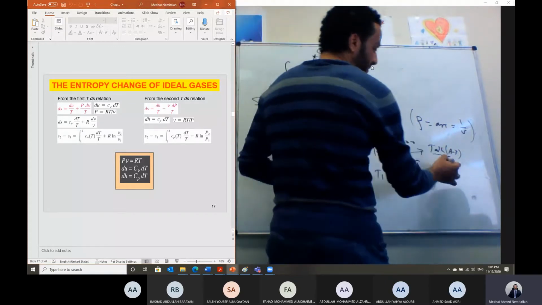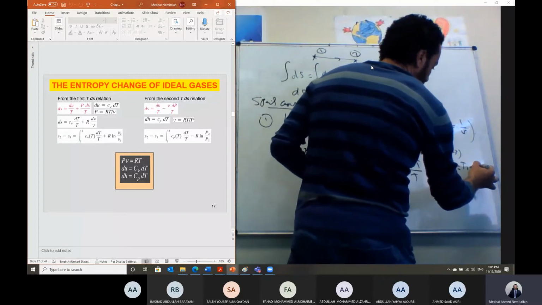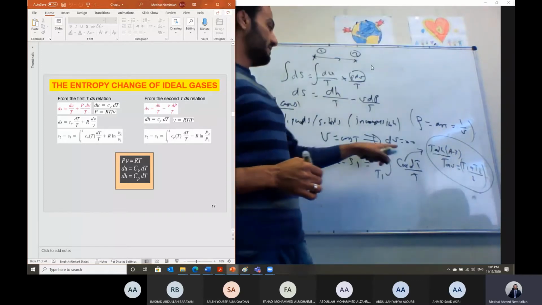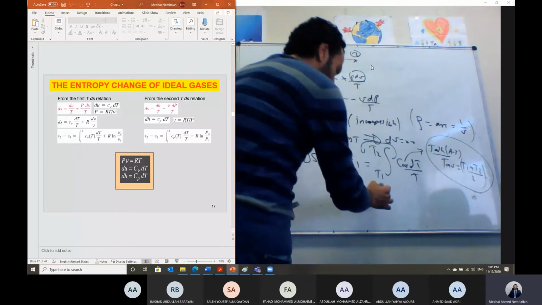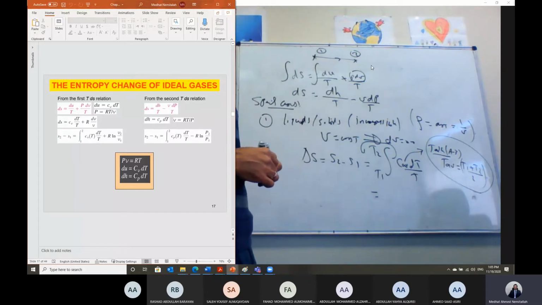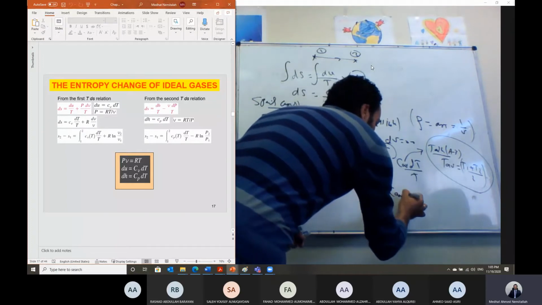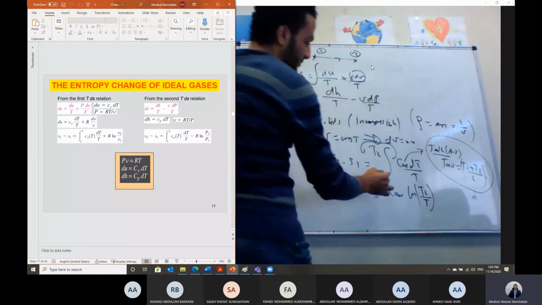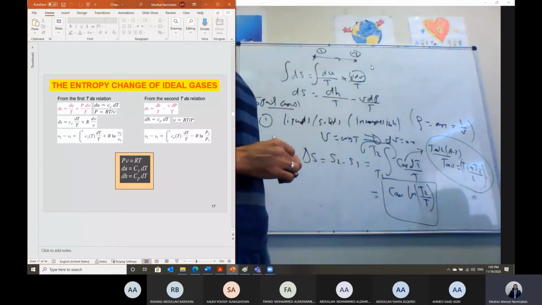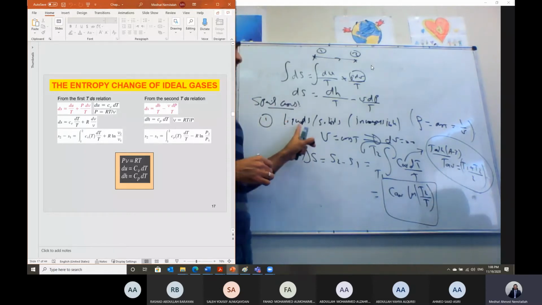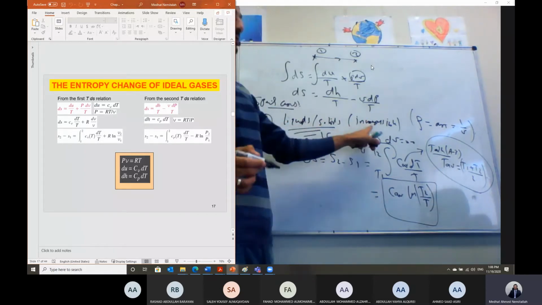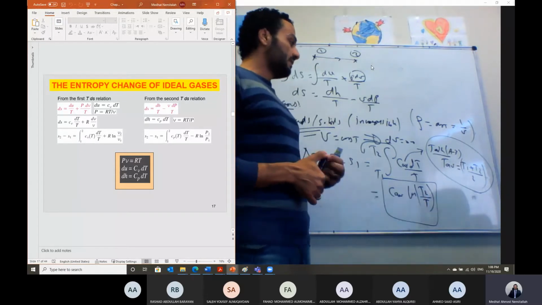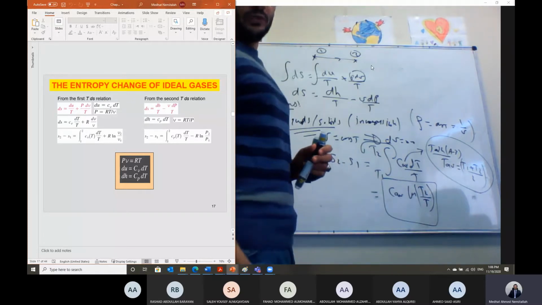This C average is calculated from table A3 at the average temperature, which is T1 plus T2 divided by 2. And as it is an average value, we can take it outside. So in the case of an incompressible substance, solid or liquid, the change of entropy will equal C average multiplied by the integration of dT over T, which gives ln T2 over T1. This is the first special case, when the working substance is solid or liquid, or incompressible substance: delta S equals C average multiplied by ln T2 over T1.